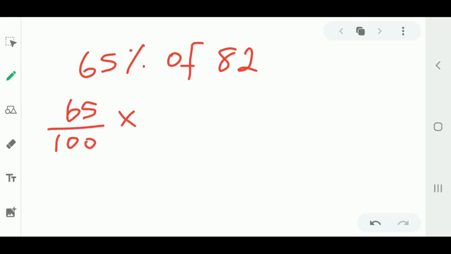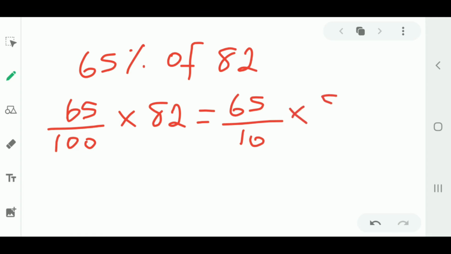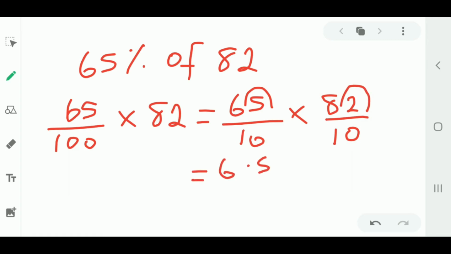Let's say we have 65% of 82. So it's 65 out of 100 times 82. So we split the tens again. So it's 65 over 10 times 82 over 10. You realize here we have no zeros in the numerator to cancel. So what we do is we move one place to the left, one place to the left. So it's 6.5 times 8.2. If you work that out, you're going to get 53.30.